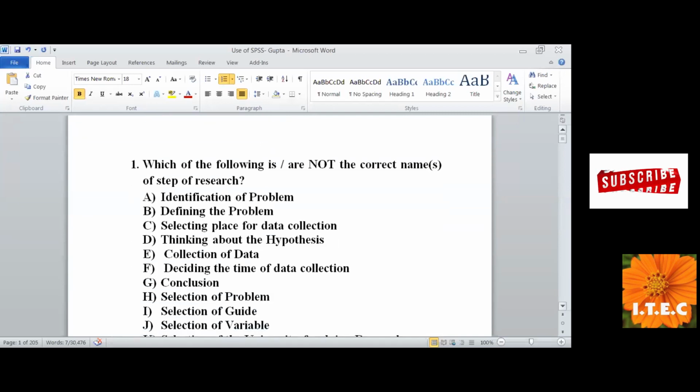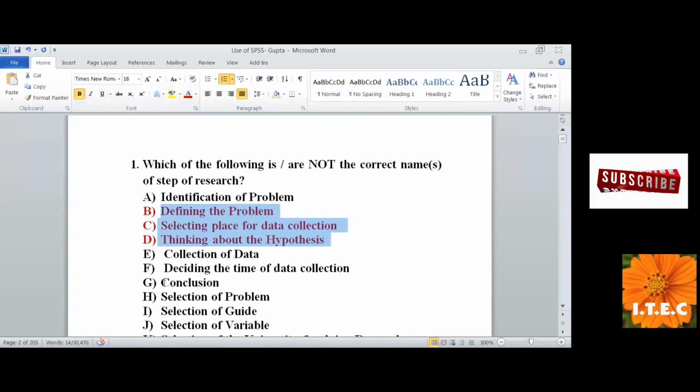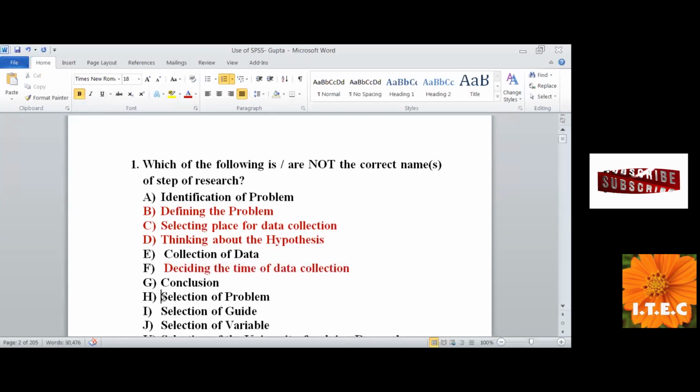The second question was: which of the following is or is not the correct name of a step of research? Identification of problem is the correct name. Defining the problem is not the correct name. Selecting place of data collection, not the correct name. Thinking about the hypothesis, not the correct name. Collection of data is the correct name. Deciding the time of data collection is not the correct name. Conclusion is the correct name. Selection of problem is not the correct name.